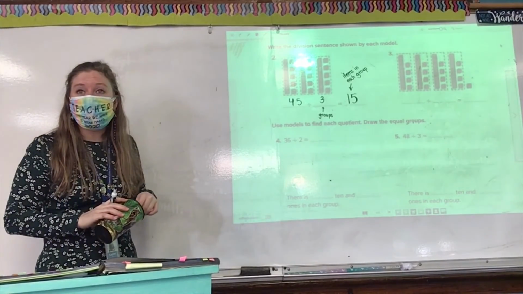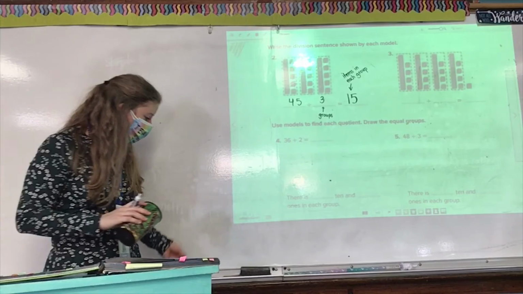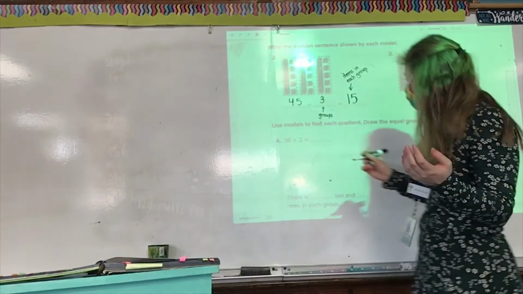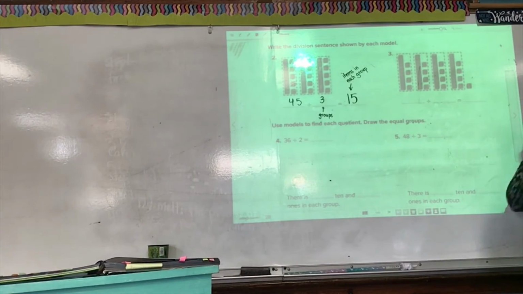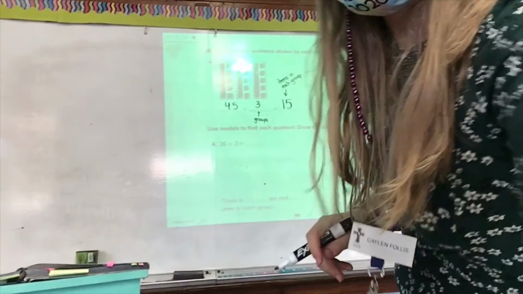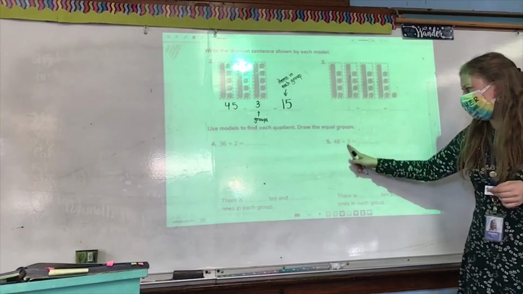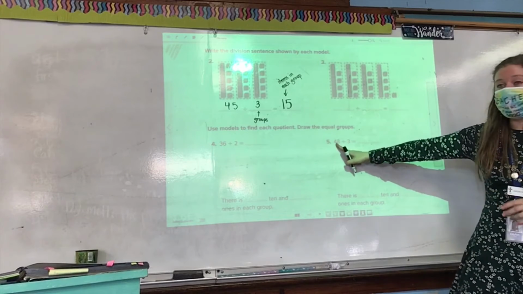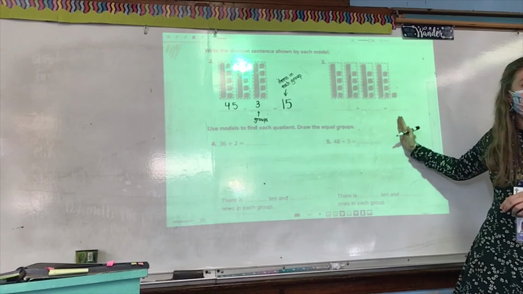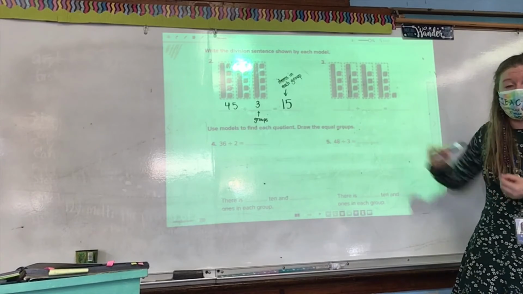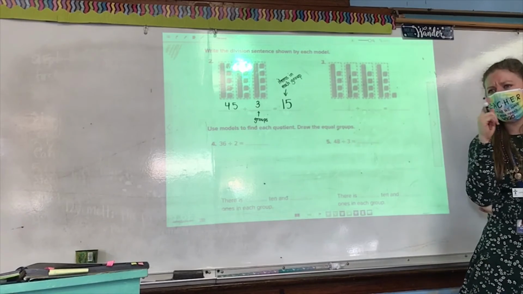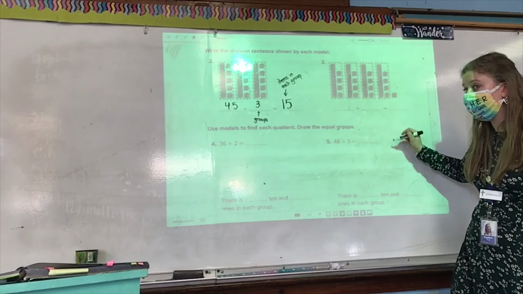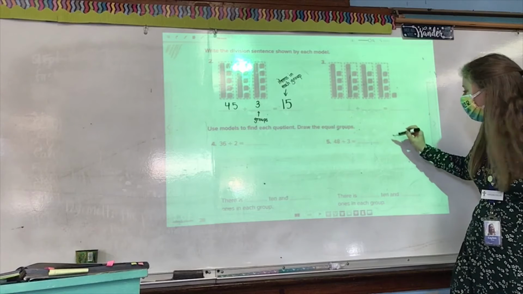Number 5, we have 48 divided by 3. Kingston, what do I have to do first? I have to draw the model. For what? The dividend or the divisor? The dividend. So I need to model 48. Now I'm going to model it small and to the side so I have it to shade when I know I've used it. How do I model 48? 4 tens rods and 8 ones cubes.